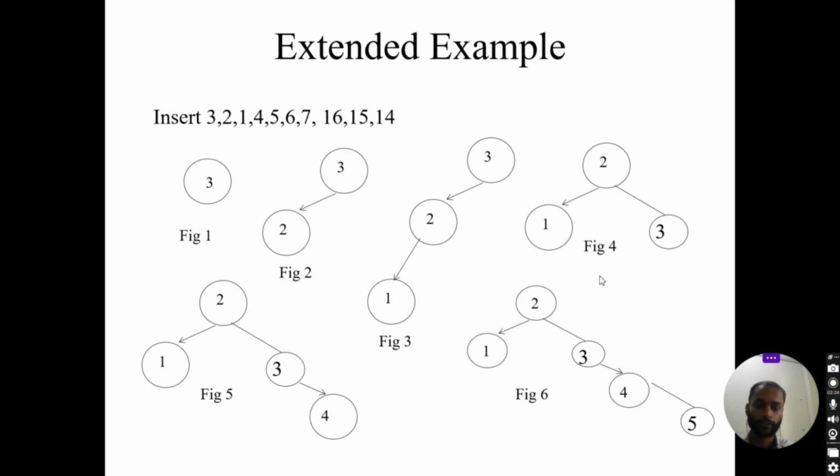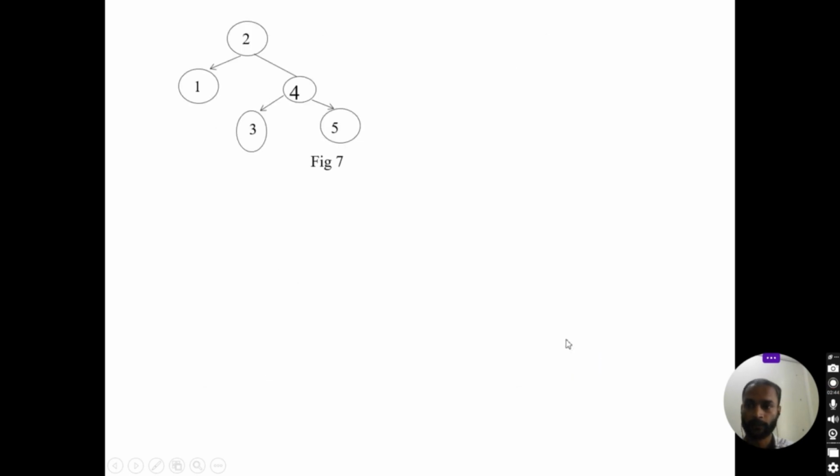Now let's add 4. There is no change in balance factor, meaning it is not 2 or minus 2 at any level. Now after inserting 5, at the level where this node 3 is, we will see that here it is 0, here it is 2. So 0 minus 2, it is minus 2 at level 3. So we have to make a rotation. We will make the rotation at level 3, and after rotating the structure will become balanced.